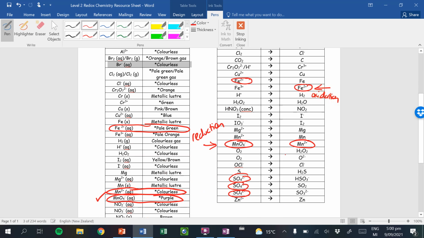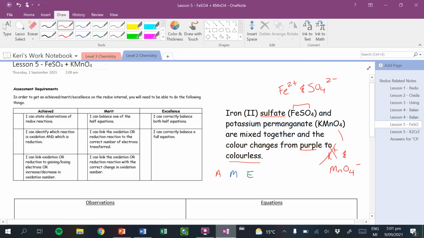The problem that I have with everything here on this left-hand side is that all these are still reduction reactions, and I know I can't have two reduction reactions. So that's how I can confirm that I'm using the iron 2. And I hope that makes sense to you guys. So I'm not using the sulfate, we're using the iron and the permanganate in this equation.